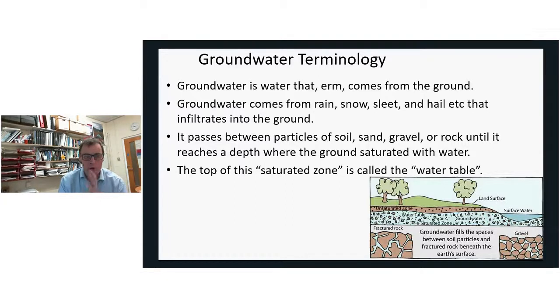So groundwater is water that comes from the ground, the clue is in the name. Groundwater comes from rain, snow, sleet, hail, and that infiltrates the ground, passes between particles of soil, sand, gravel or rock until it reaches a depth where the ground is saturated with water. The top of this is the saturated zone, and this saturated zone is called the water table. Okay, so I think we're all familiar with that.